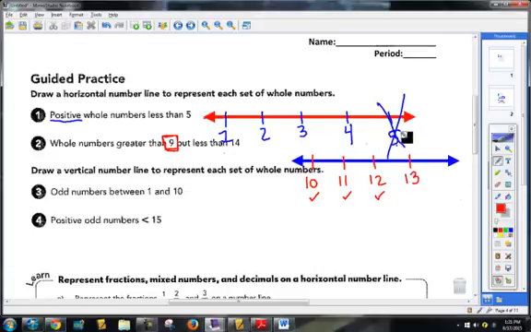Now we come to that same dilemma we had up here. Do we add 14 on there? And the answer to that question is no, because 14 is not less than 14. We are only talking about 10, 11, 12, and 13. Those are the only numbers that are greater than 9 but less than 14.